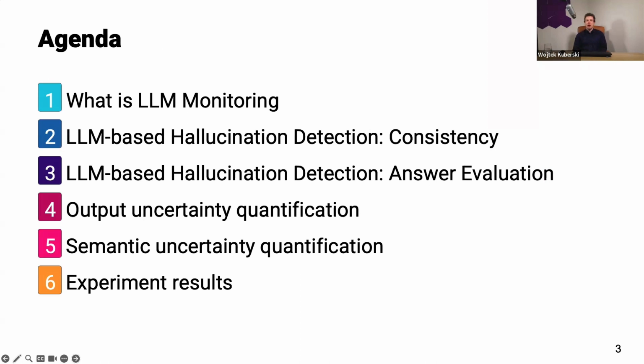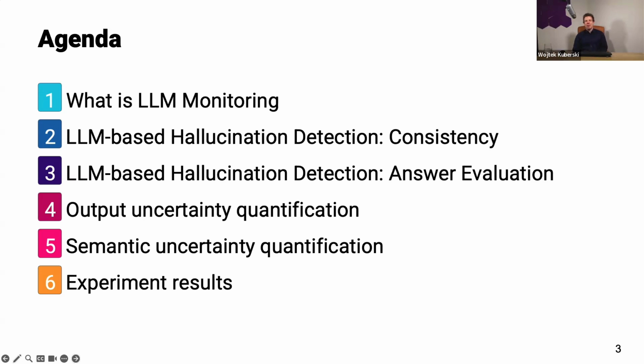First, we're going to discuss what LLM monitoring is, what the pillars of LLM monitoring are, and what the role of hallucination detection is there. Then we're going to focus on 4 most promising approaches to detecting hallucinations in large language models. First, we're going to talk about how to use another LLM to detect hallucinations in, let's say, the main LLM by looking at the consistency of the results. Then we're going to talk about using another LLM to directly evaluate whether the answer might be a hallucination or not, which is a surprisingly effective approach.